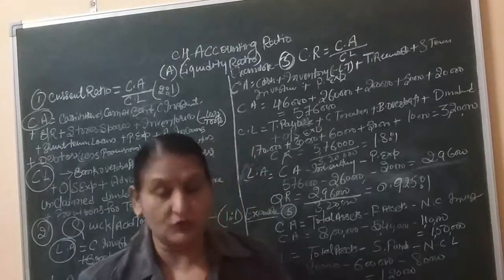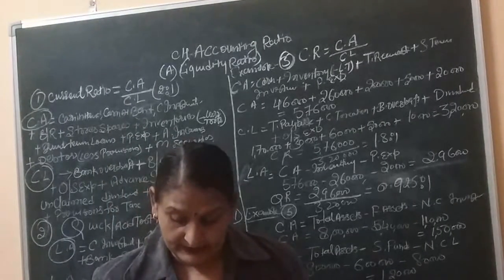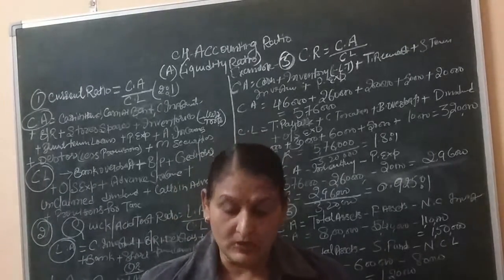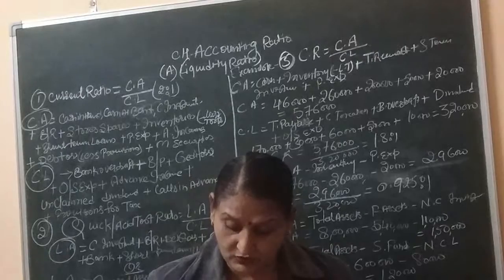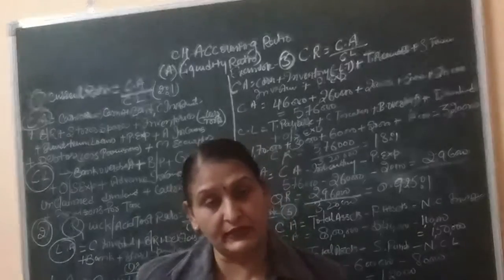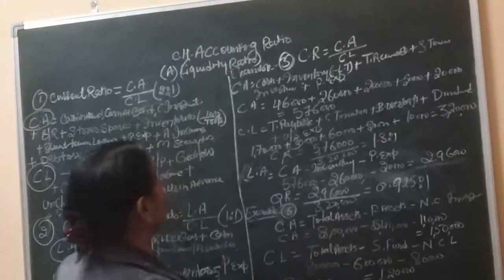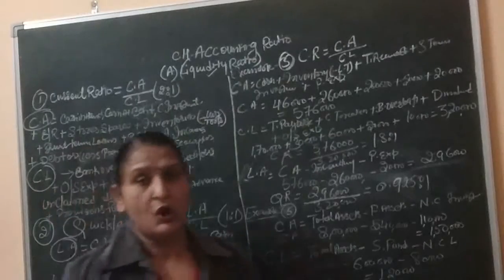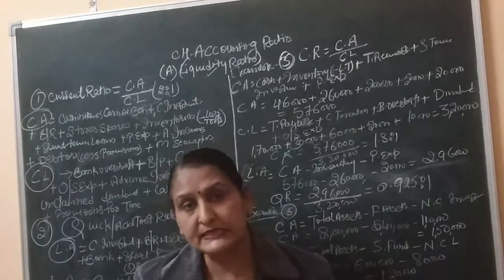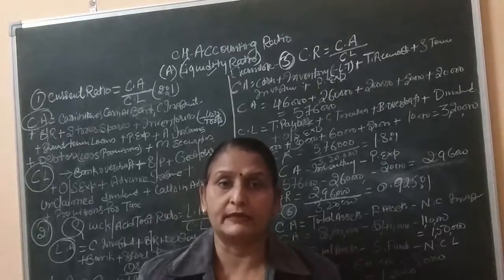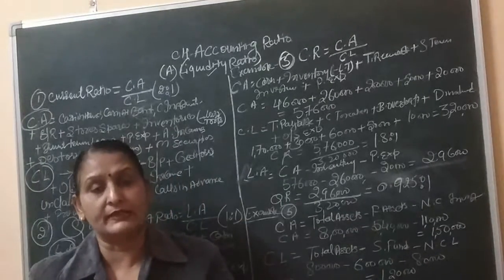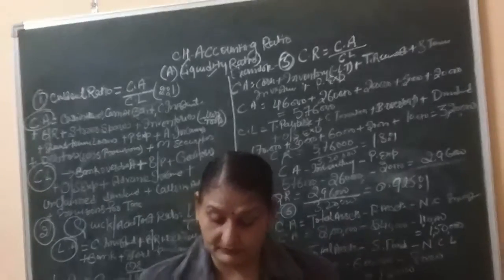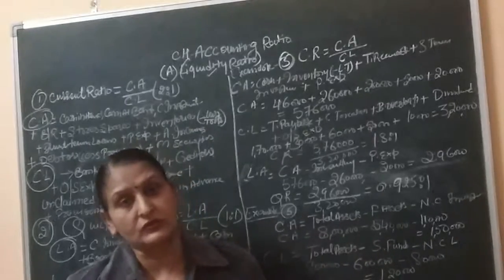Basically, accounting ratios are divided into four categories. These are number 1, liquidity ratio, number 2, solvency ratio, number 3, activity or turnover ratio, and number 4, profitability ratio, right? So let us start the first category of accounting ratio, that is liquidity ratio or short-term solvency ratio. Basically the motive to calculate the liquidity ratio is to find out whether the firm is able to pay their current liabilities or not, whether the firm is able to pay their liabilities or not in the short terms, right?